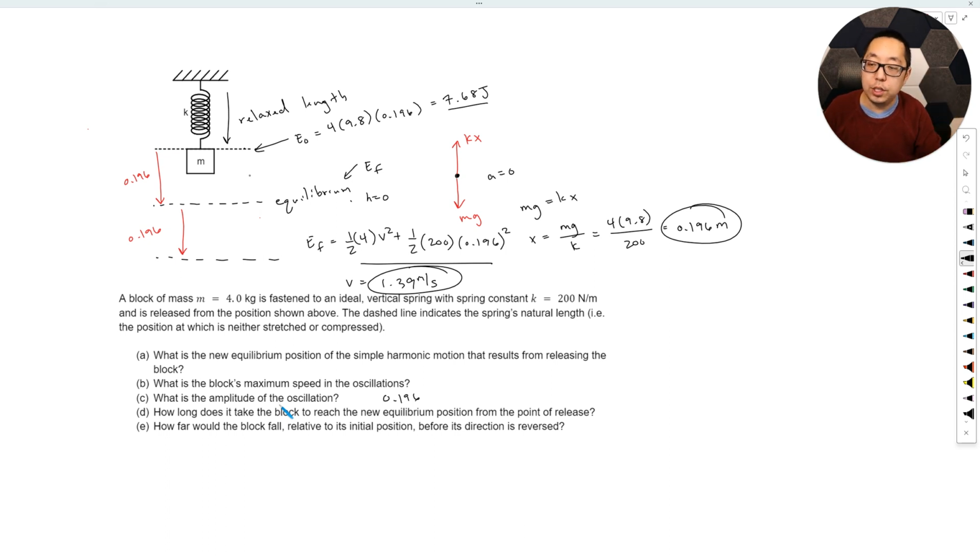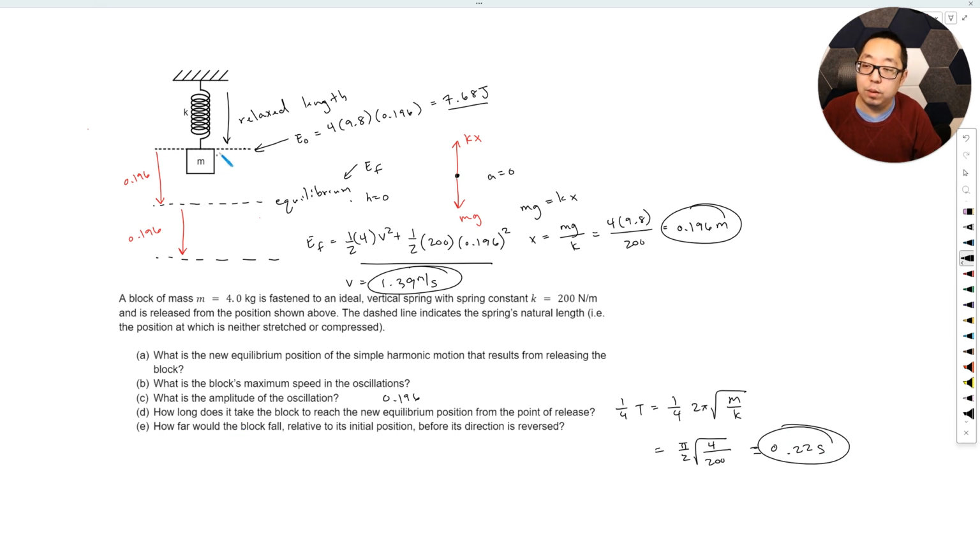Okay, so to reach this new equilibrium position, we have to think about the period. We know the period is one whole cycle. It goes down and then all the way up. Okay, so that means to go from top to bottom is half the period, and that means to go from here to here is a quarter of the period. So it's a quarter of the period, and the period is 2 pi root m over k. So that's going to be pi over 2 times root, the mass is 4, k is 200. So it's going to be pi divided by 2 times the square root of 4 divided by 200. And I get 0.22 seconds.